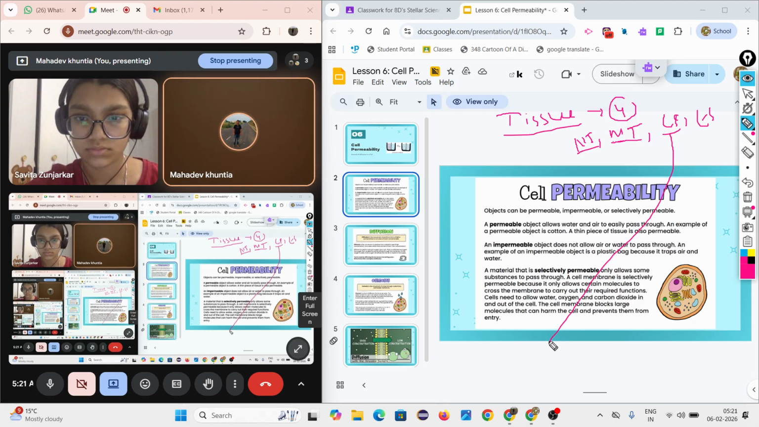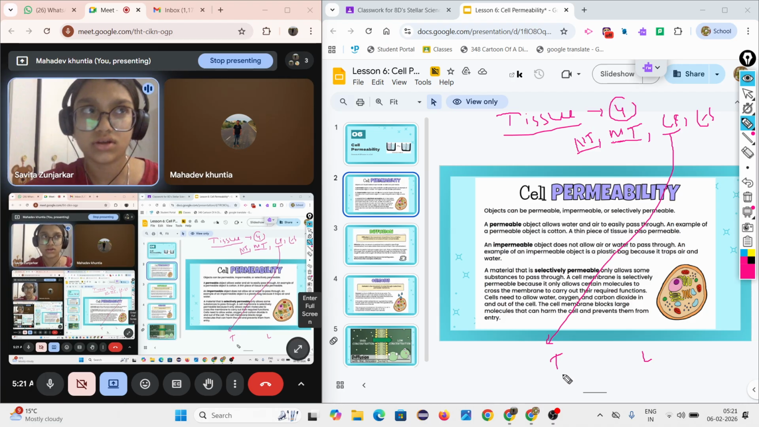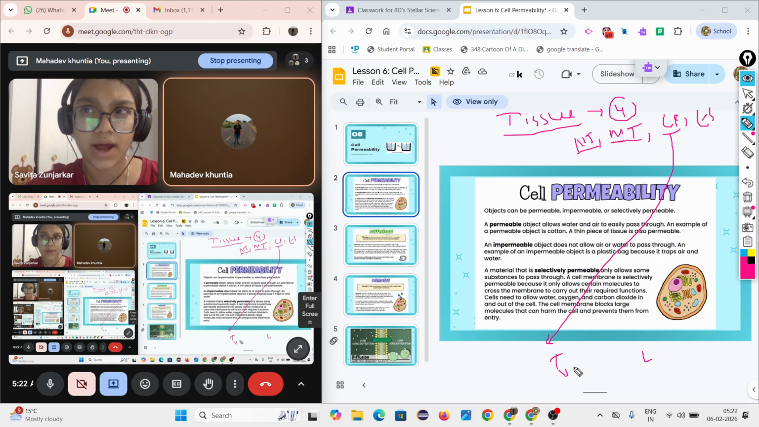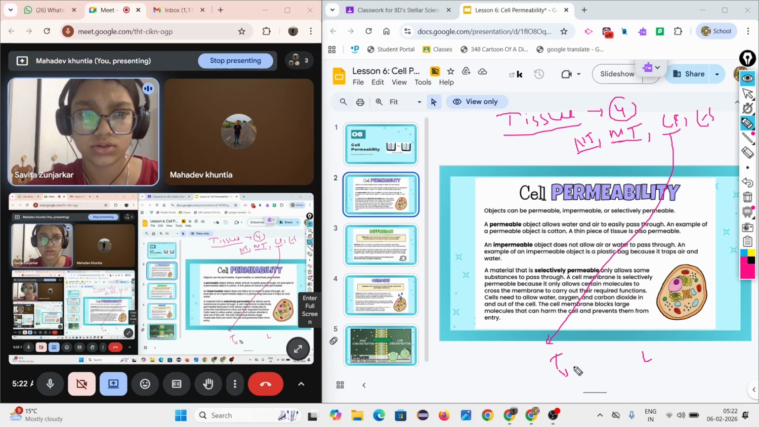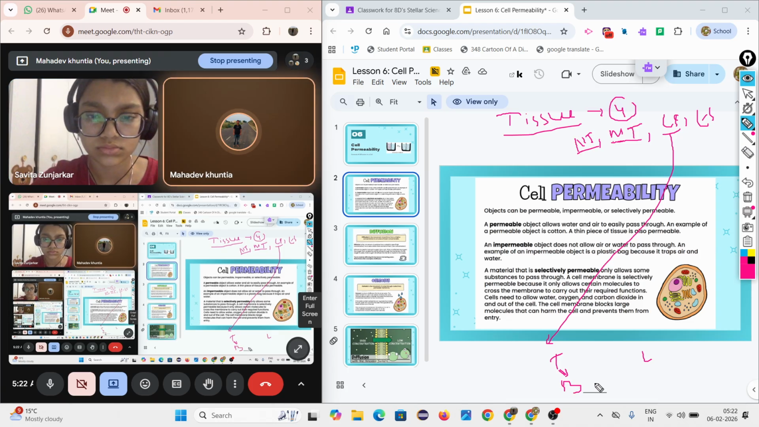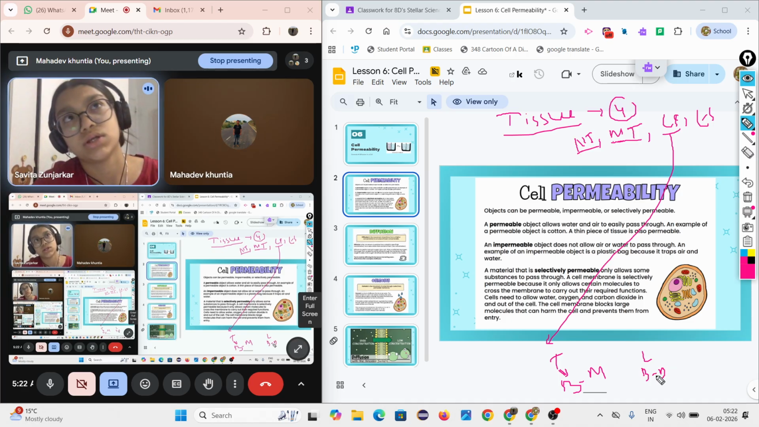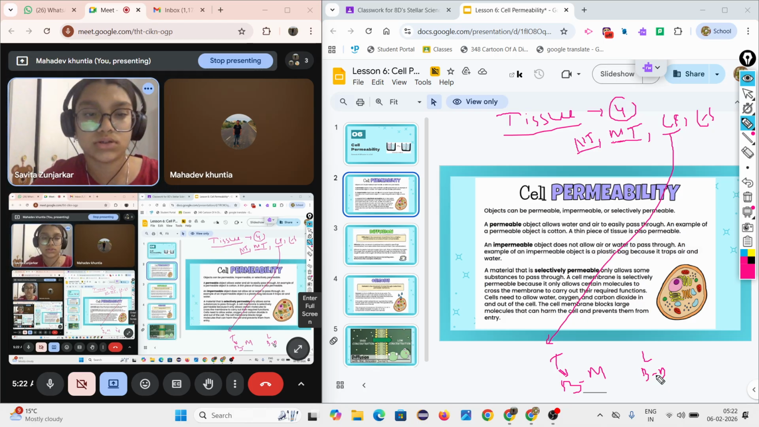Okay, in connective tissue we have learned some words. What do you mean by tendon? Tendons are the tissue which connect bone to muscle. You forgot: bone to muscle is tendon, bone to bone is ligament.